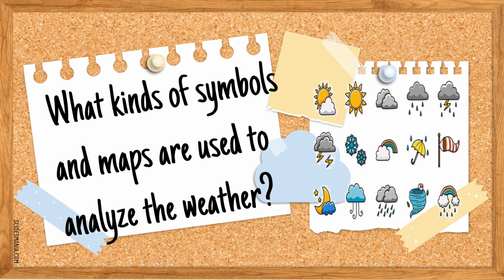Most weather maps have a legend. A legend is like a key that tells you how to read a map. It tells you what the symbols on the map mean. Right? So meteorologists use different types of weather maps to show forecasts. Today we are just going to talk about a few symbols that you can see in the weather map.